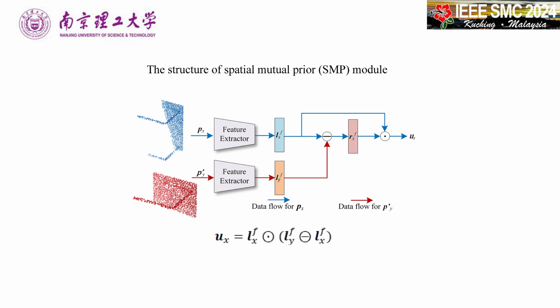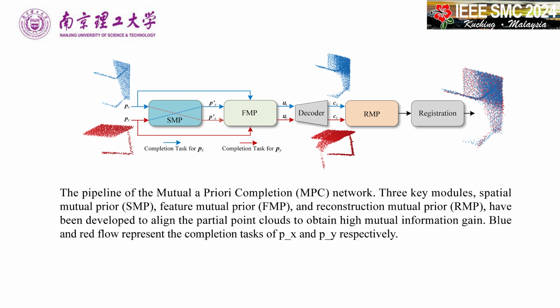The FMP module takes the partial point cloud P_x and the rotated reference point cloud P_y' as inputs, and uses feature extractors to obtain their representations L_x^f and L_y^f in the latent feature space. U_x serves as the final feature to generate the completion result C_x using the snowflake decoder, which encodes the information from both its main task feature and reference feature. In order to maximize the mutual information, a simple approach is to use P_y as the target of the completion result C_x generated from P_x.